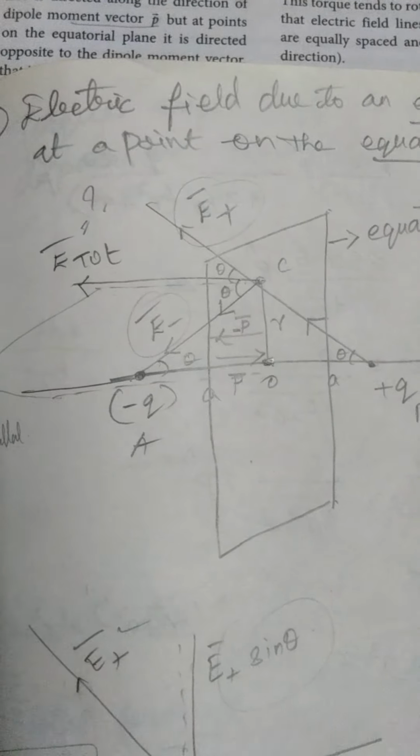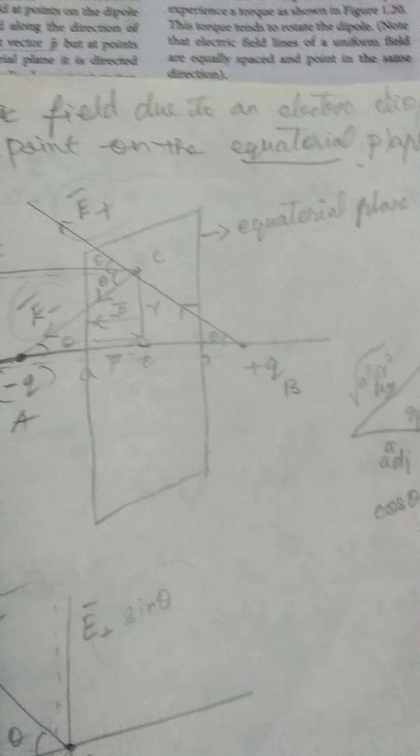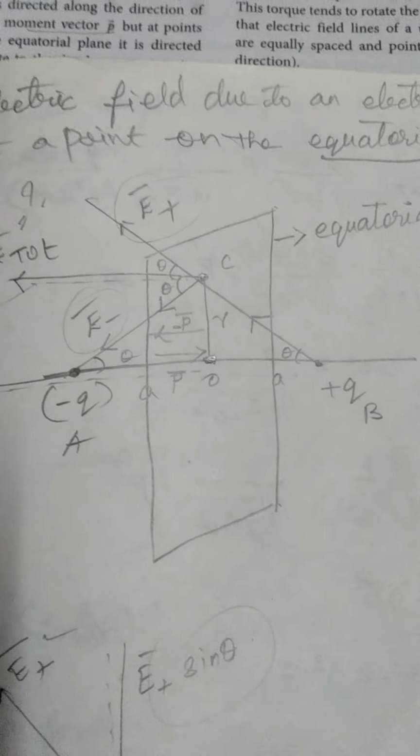Good morning, students. Today we are going to discuss the electric field due to an electric dipole. In yesterday's class we saw the axial line of the electric dipole. Today we are discussing the electric field due to an electric dipole at a point on the equatorial plane.